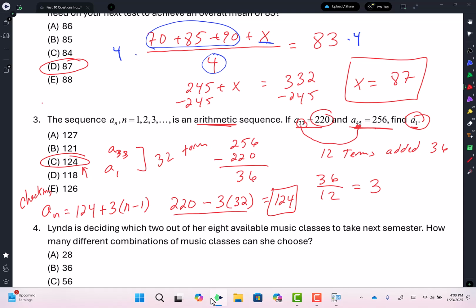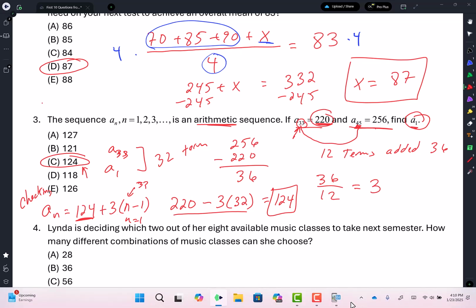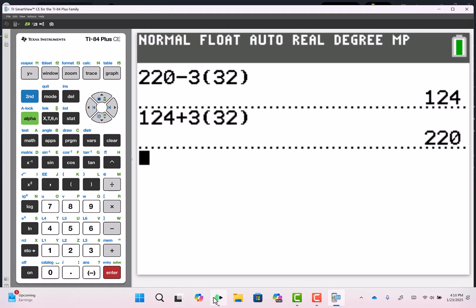So notice if I plug in n equals 1, I get 124. Do you guys notice that? So if I plug in n equals 33 in here, I better get 220. So let's see, 124 and then 33 minus 1 is 32. So try it: 124 plus 3 times 32. And I do get 220. Now I'm going to try one more time.